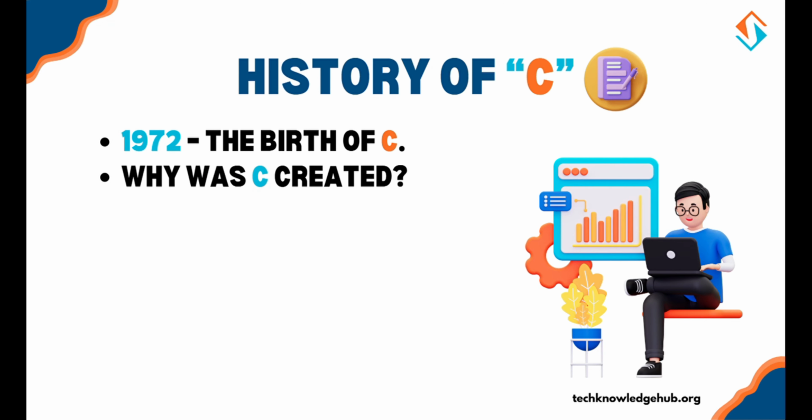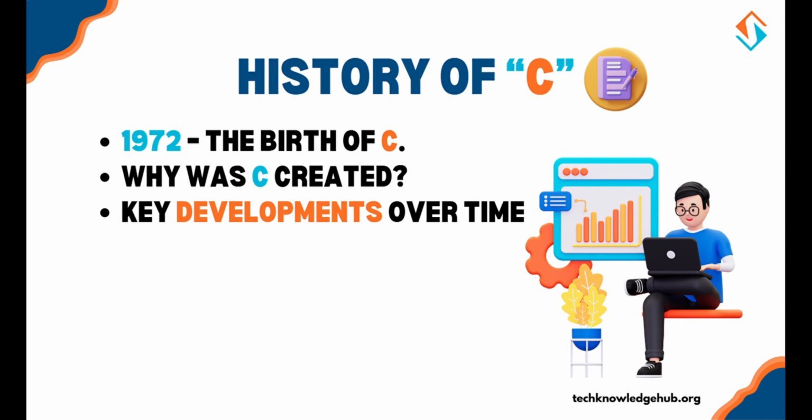Why was C created? Unix, an operating system, needed a flexible, portable, and efficient language. C replaced assembly language to make software development easier and less hardware dependent. Developments over time. C laid the groundwork for many later languages. It inspired languages like C++, Java, Python, and more. It was standardized in 1989 by ANSI and later updated in 1990 by ISO. Did you know? C is considered the mother of most modern programming languages.